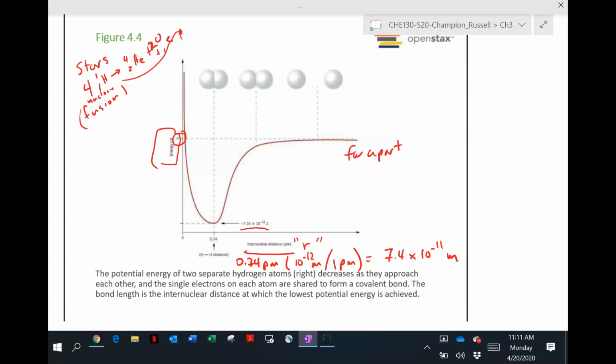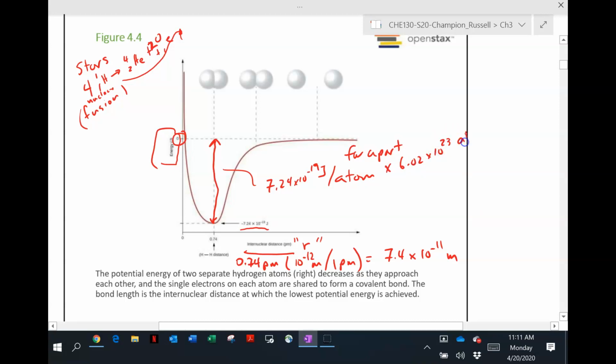At the energy of that bond, this negative 7.24 here, if I want to break that bond, I have to put in that same amount of energy to bring it all the way back up. So that would be 7.24 times 10 to the negative 19th joules, and that is per atom. We could multiply that by Avogadro's number, which is 6.02 times 10 to the 23rd atoms per mole. Let's plug that in the calculator and see what we get.